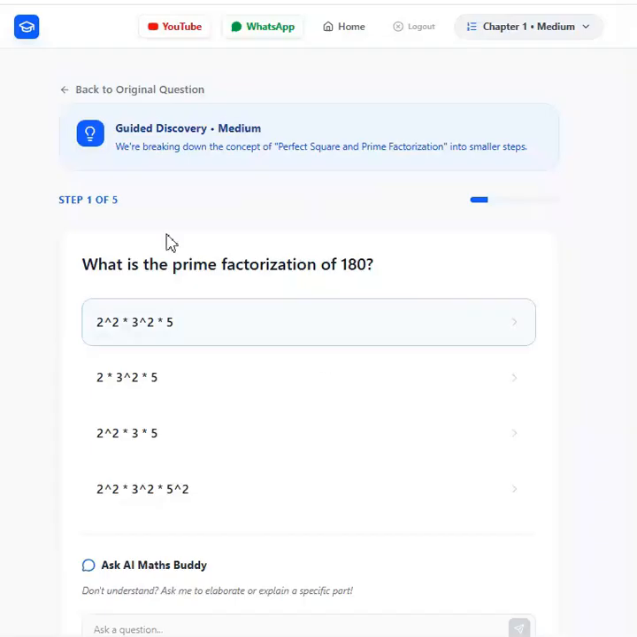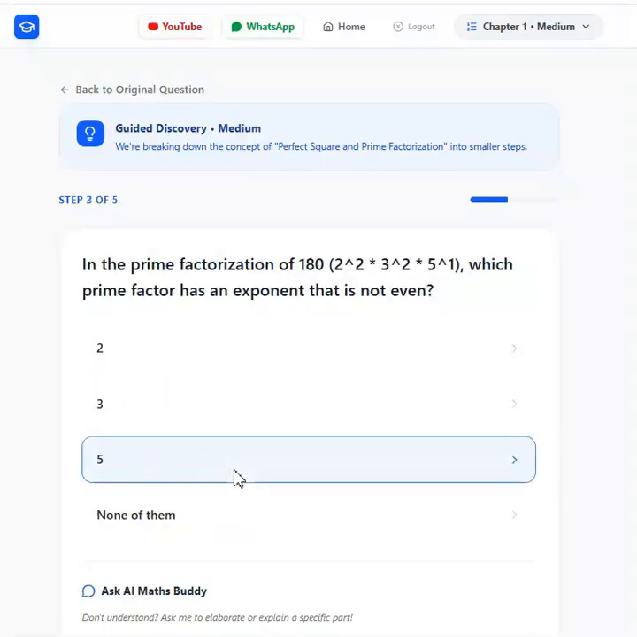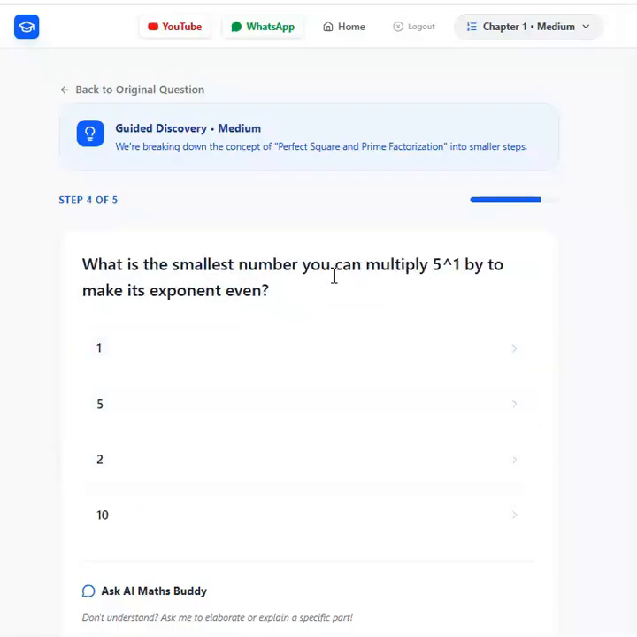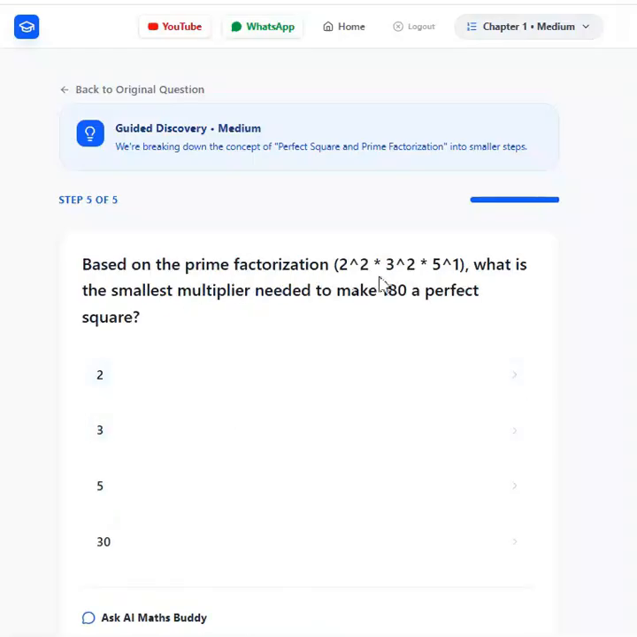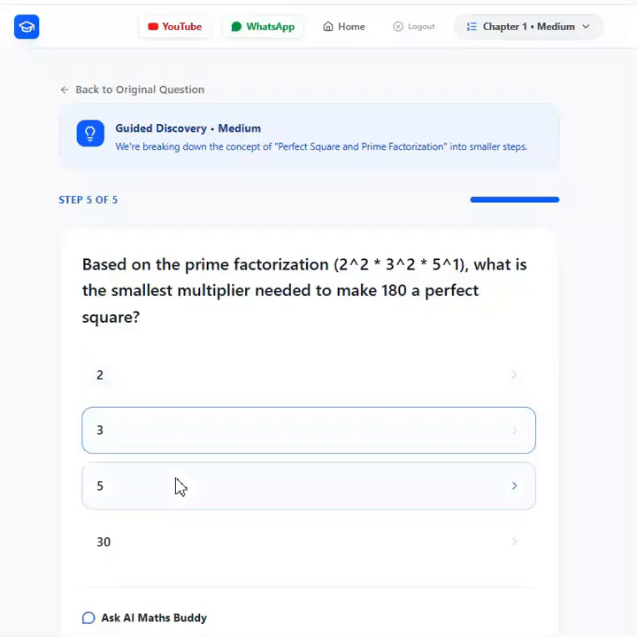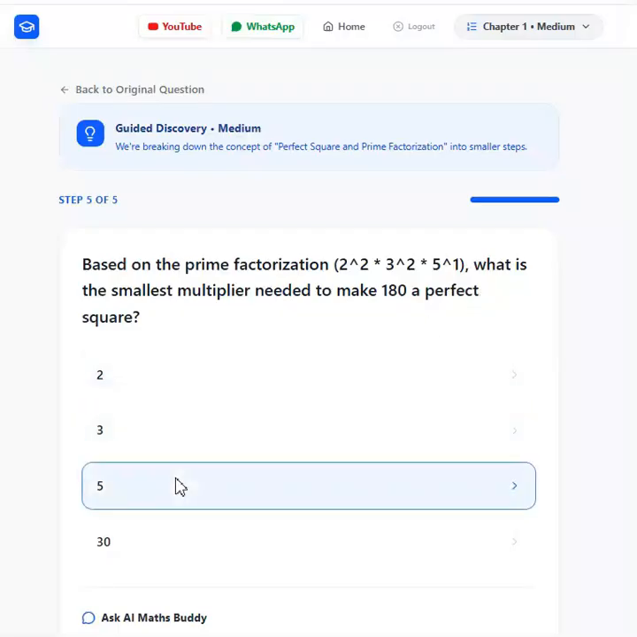What it'll do then is start again from the first step so that you can remain on track. So what is the prime factorization of 180? This was this. This must all be even. And now we know this is 5. What is the smallest number you can multiply 5 by to make its exponent even? You understand that is 5. And based on the prime factorization, what is the smallest multiplier needed to make 180 a perfect square? Now you know the answer, which is 5.